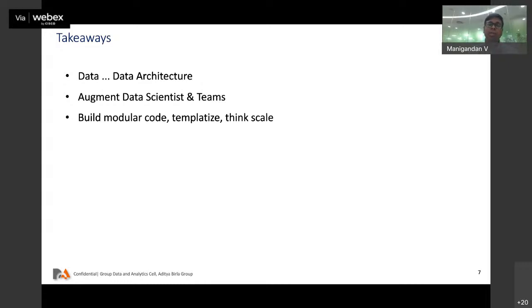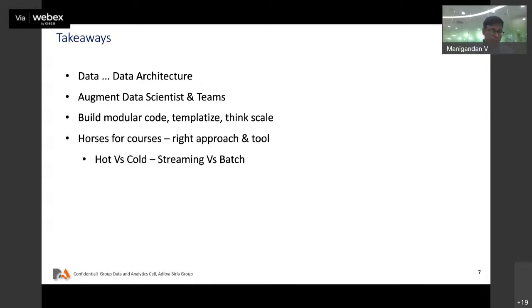So always think: if this code or design, whatever I have done, will it be good for 10x, 100x, or 1,000x? Always profile your code and understand how it will perform when more load comes into the system. You need to be aware of it. And then again, horses for courses. What should be the right approach and the right tooling? There is no right answer.